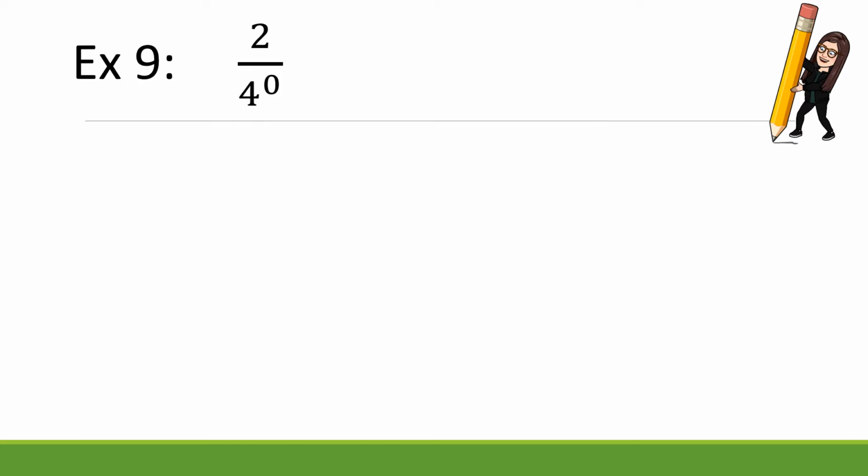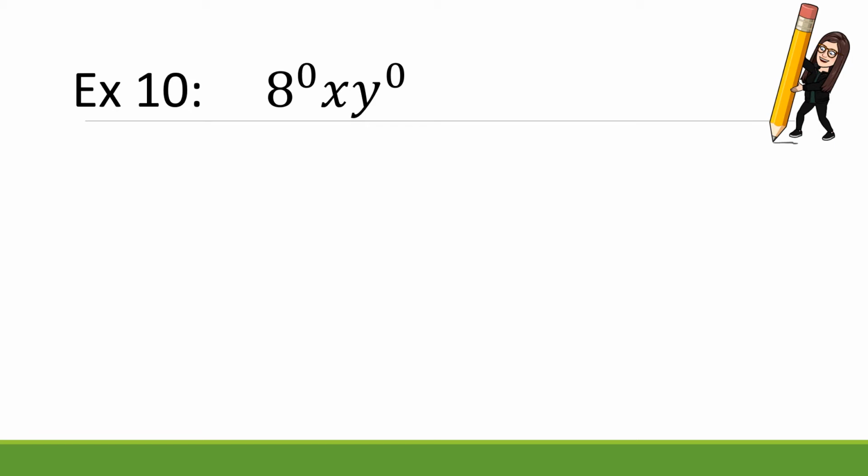All right, let's try simplifying this example 9. I'm not doing anything to the 2. Nope, because I got to take care of this. What's 4 to the 0? 1. What's 2 divided by 1? 2. So sometimes it allows you to simplify even further.